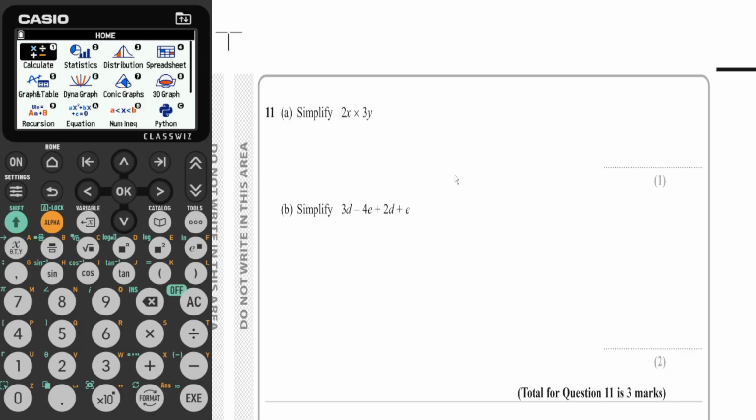Question number 11, part A. Simplify 2x multiplied by 3y. 2 times 3 is 6, and then we have x multiplied by y, which is xy. Part B, we have to simplify 3d subtract 4e plus 2d plus e. 3d plus 2d, that is 5d. Negative 4e plus e, that is negative 3e.